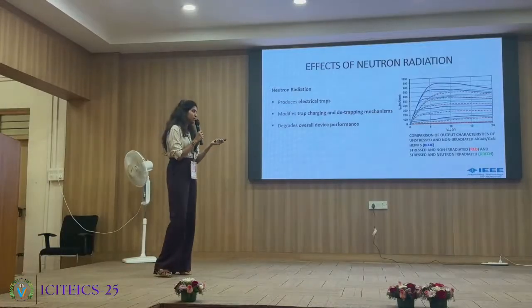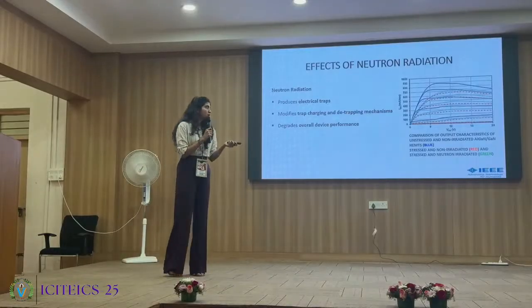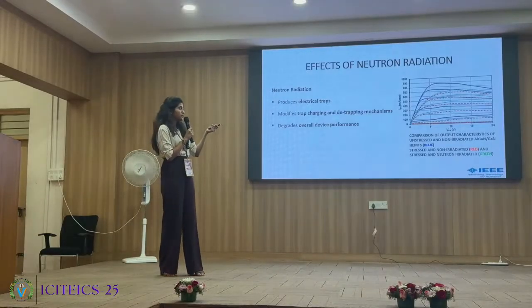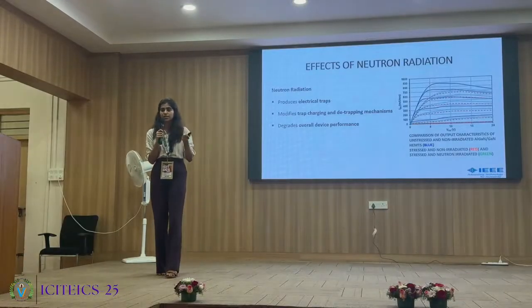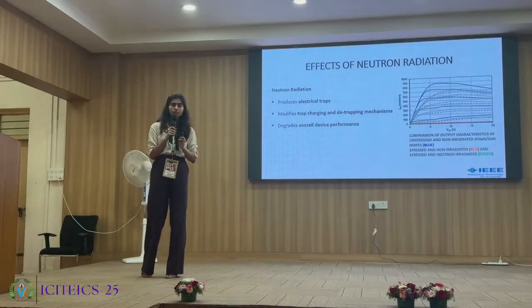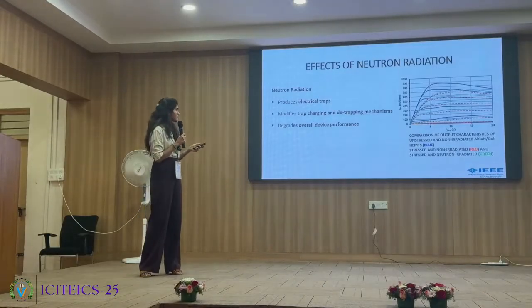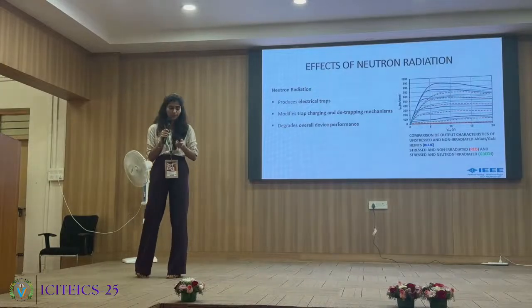And the final sample is the stressed and the neutron irradiated devices, which are represented over there with the green dotted lines. So comparatively here we can see the improvement in the drain current, but the access resistance has remained unchanged. This neutron is specifically applications or the nuclear applications.